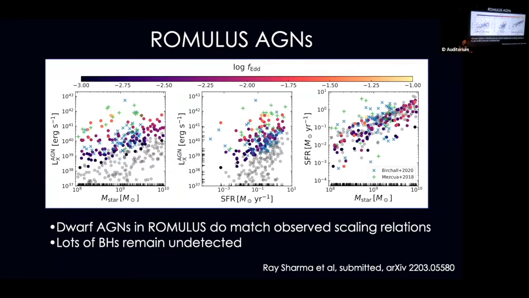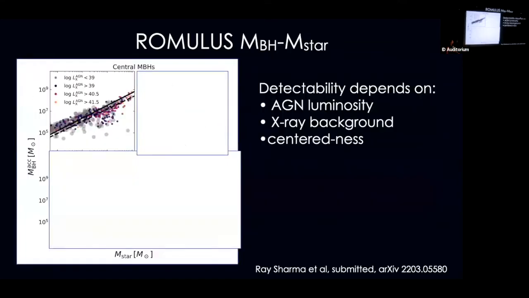And so in the Zoom simulations, none of the dwarfs are observable. In the Romulus simulations, some of them are observable, but a bunch of them are not. And to further go into that, these plots are all going to be the black hole mass versus stellar mass relation. And so this top one here, the colored points are colored by X-ray luminosity, so purple being faintish and orange being brightish. And again, the gray dots are the ones that you can't see because either the X-ray background is too bright or they're just not luminous enough.